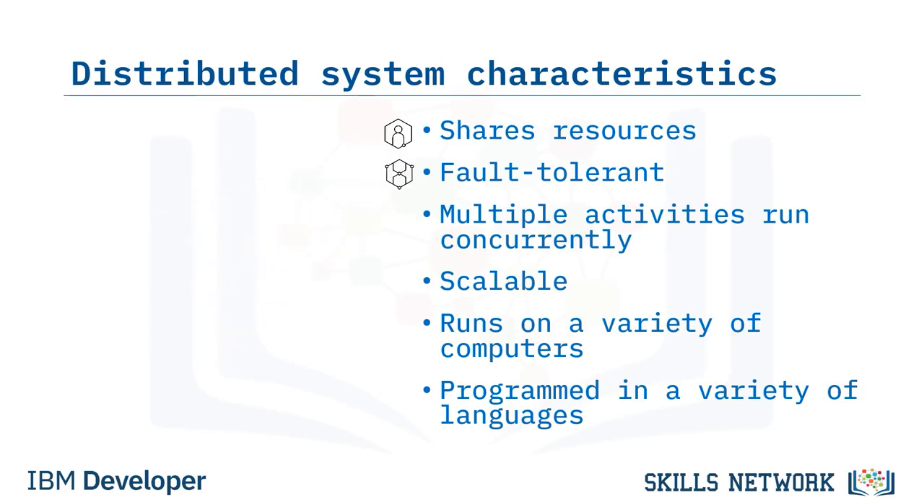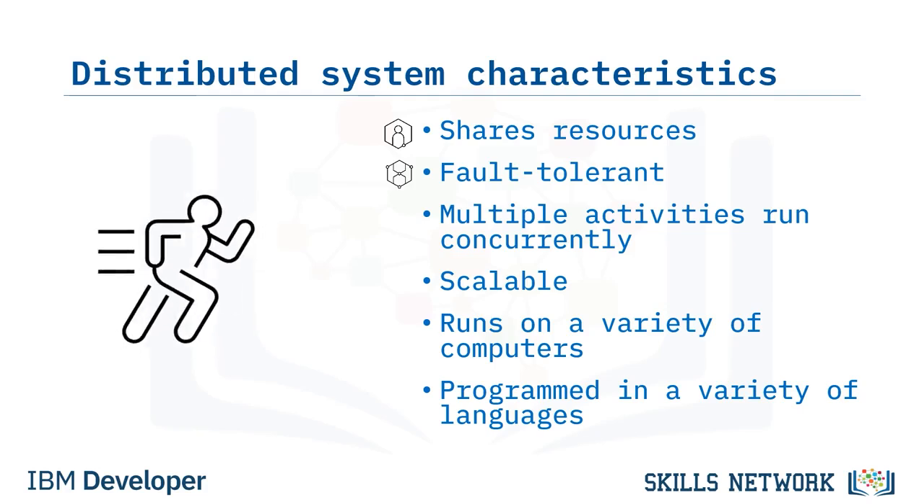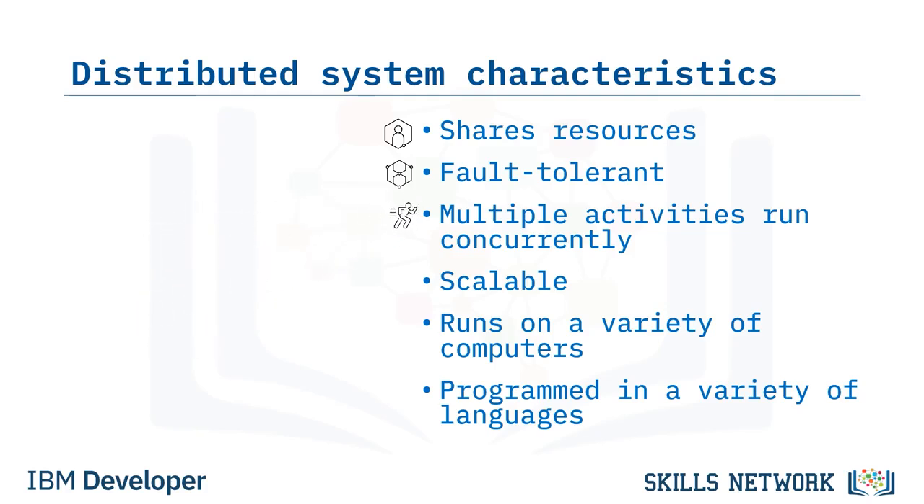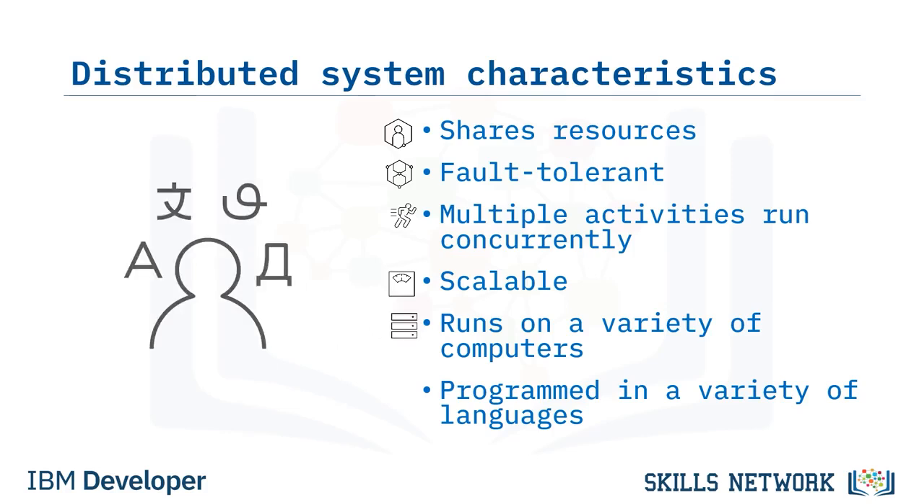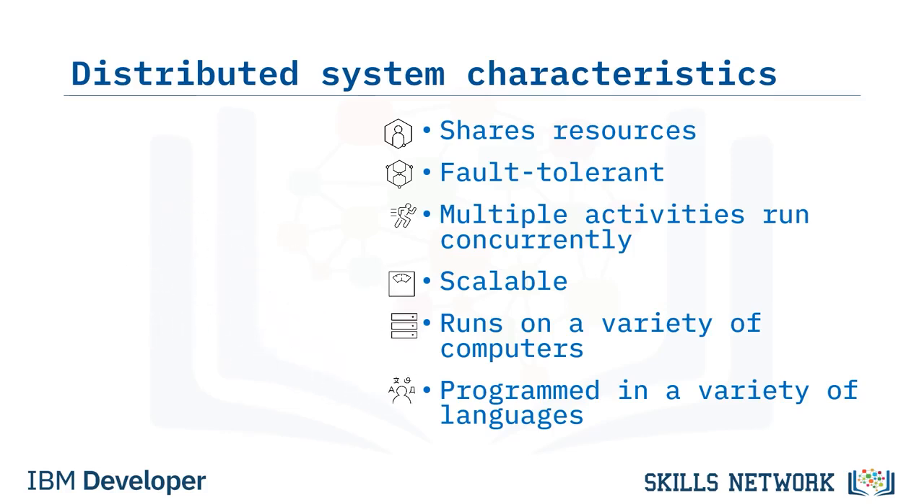They are fault-tolerant, meaning if a node or a service fails, the system continues to run, also implying that the system may change during execution without service interruption. Multiple activities run concurrently on a distributed system, reducing latency and increasing throughput. Another property of distributed systems is that they are scalable as the number of users increases. The computers running the distributed system do not need to use the same kind of hardware or operating systems, and a distributed system may be made up of different kinds of computers and programming languages.